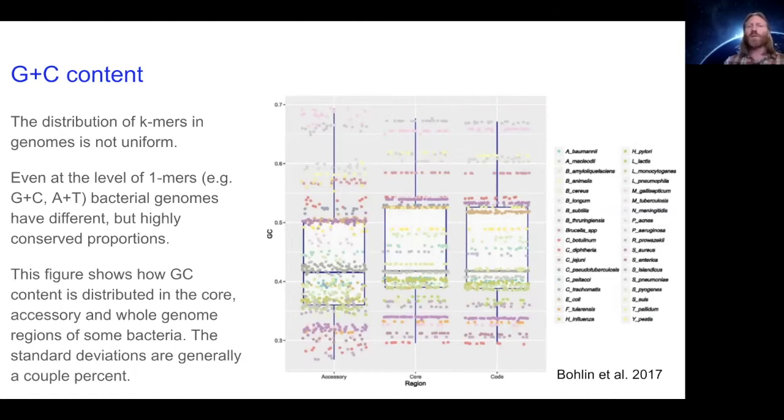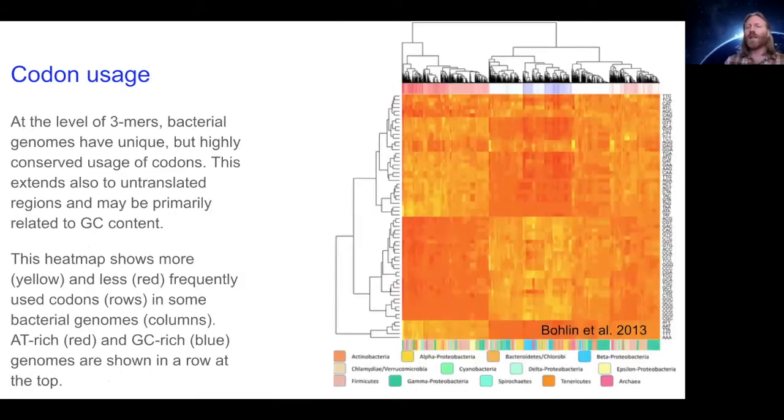And that can be used, for example, for detecting horizontal gene transfer, where you may have a piece of DNA that comes into a genome from a genome that has a different G plus C content, and that'll stick out right away in a G plus C content analysis. If we go up to 3-mers and look at codon usage in bacteria, they also have unique but highly conserved usage of different codons. This extends also to untranslated regions and may be primarily related to the GC content and the evolutionary relatedness of the organisms.